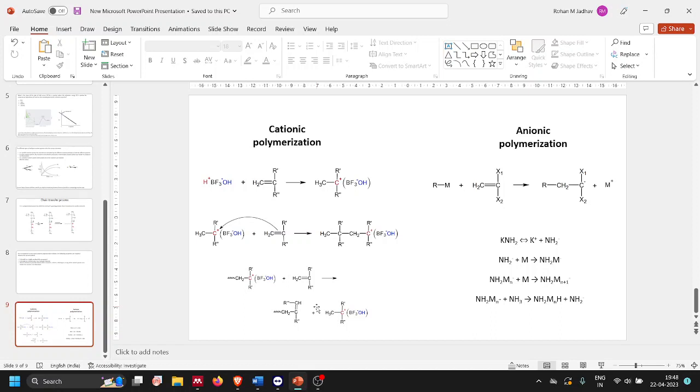Another one is that the anionic fragment of the counter ion combines with the propagating chain end. Similarly, in that case, when any propagating chain comes in contact with the counter ion, the anionic end will attach onto the cationic end, and that will result in halting of the polymerization process.